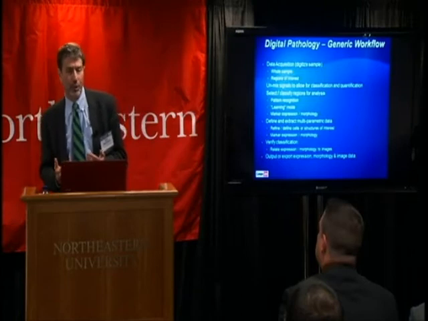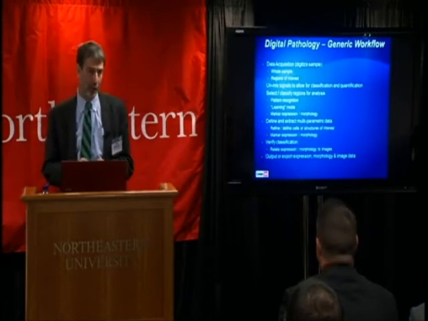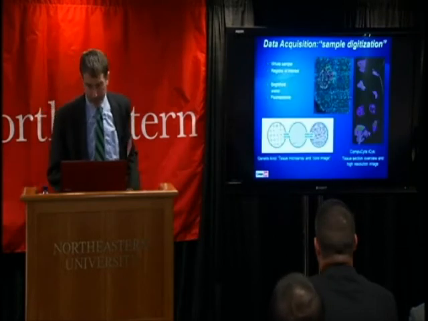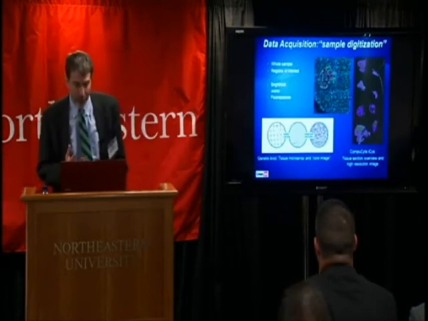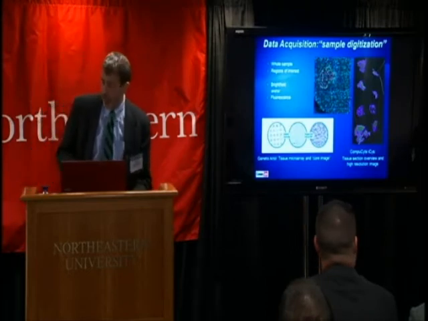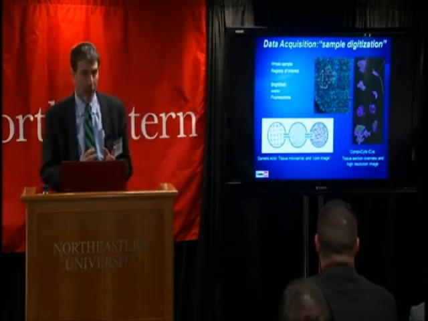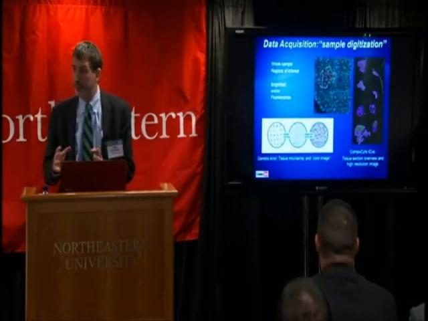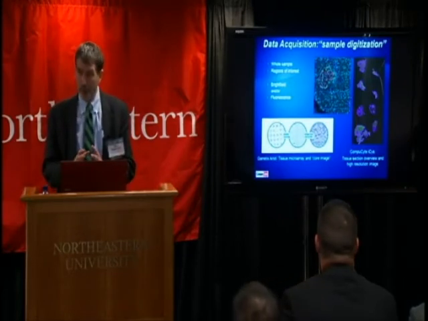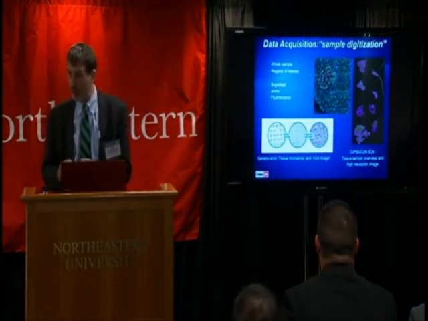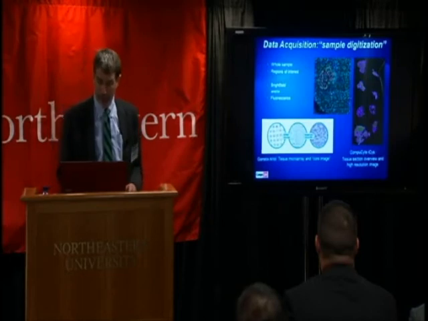I just want to walk through a little bit of the generic workflow for a typical imaging pathology system. The first, of course, is the data acquisition, the imaging, and this is done by systems in a variety of ways. Some are imaging the entire sample at high resolution. Some are imaging the entire sample at low resolution, and then regions of interest at high resolution. A couple of examples here.